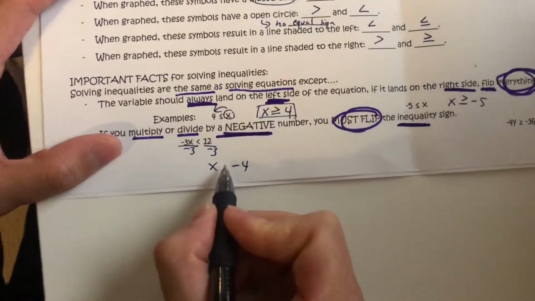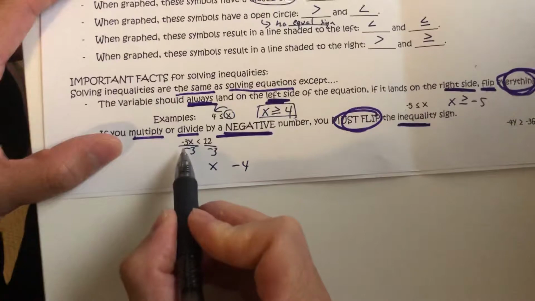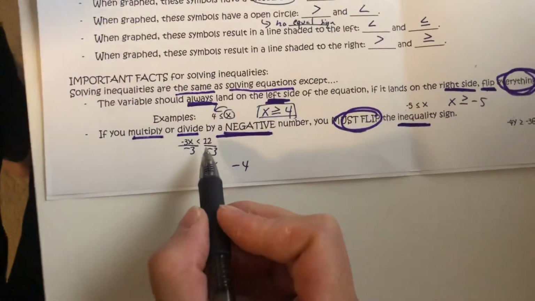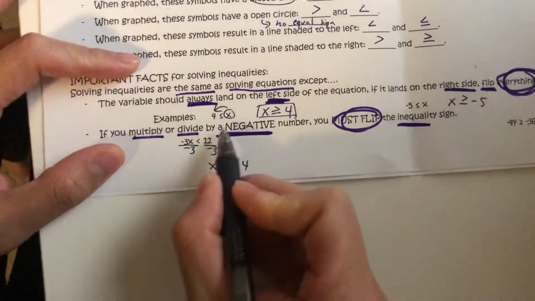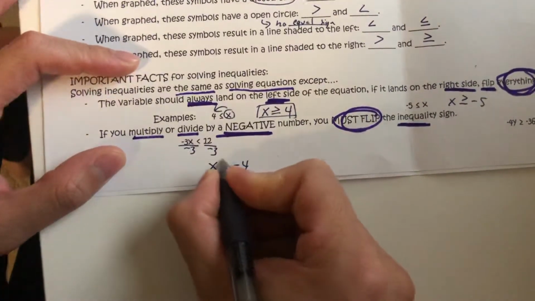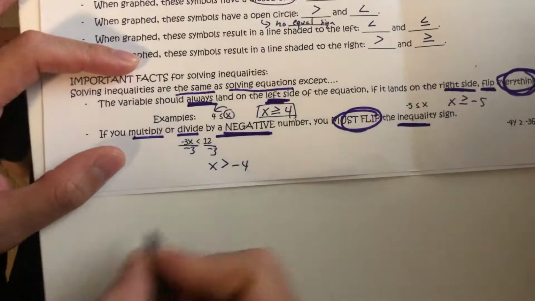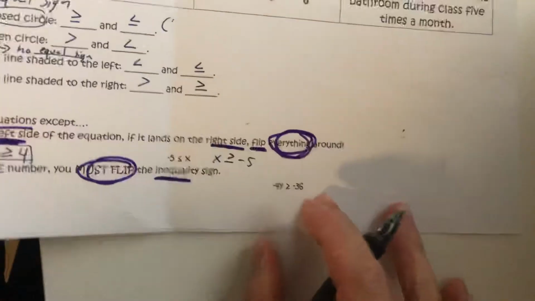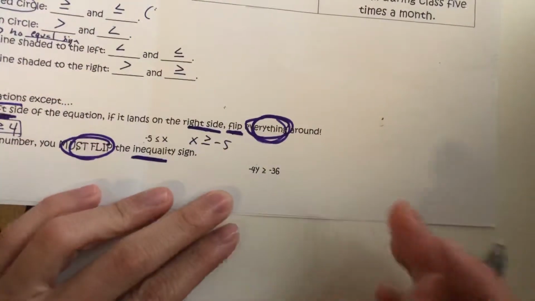So before I write in the inequality, I look back. Oh, look, I divided by -3. That should trigger me. You should be triggered to flip the inequality sign. So now instead of it being like this, it is now like this. Go ahead and pause and do this one, and then play when you're done.